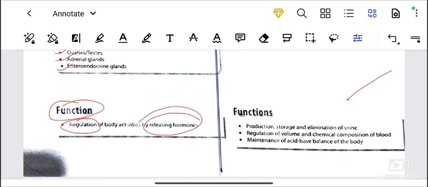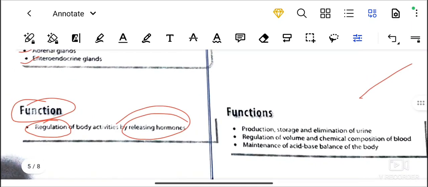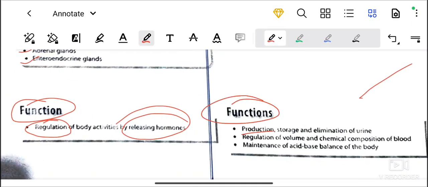The functions of the urinary system are production, storage, and elimination of urine. It has three functions: production, storage, and elimination of urine. The next is regulation of volume and chemical composition of the blood, and maintenance of acid-base balance. The urinary system also maintains the acid-base balance in the body.